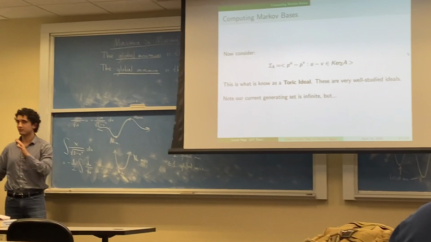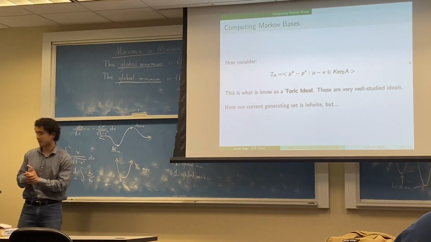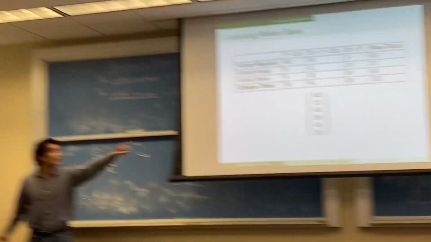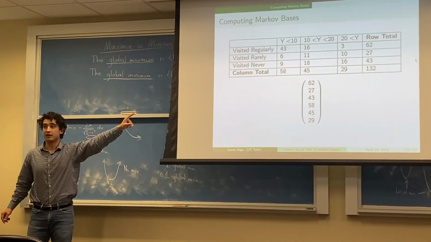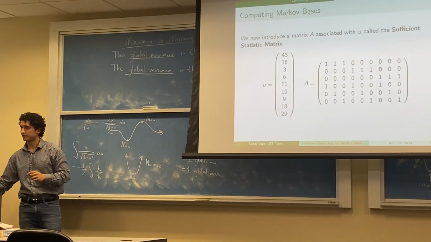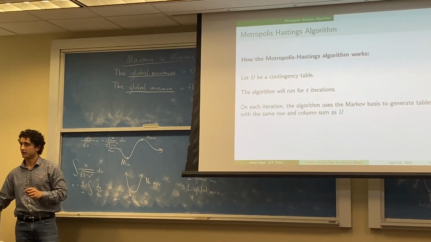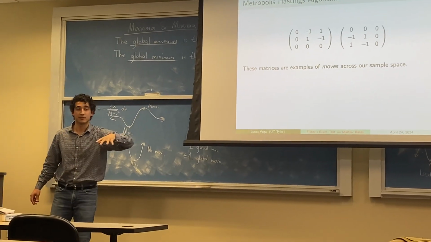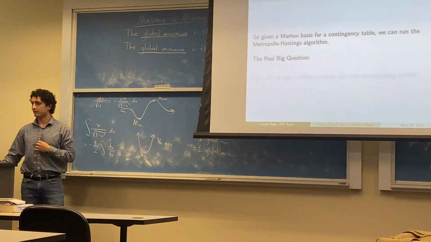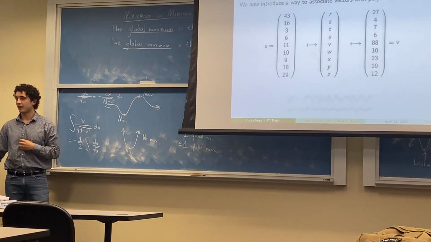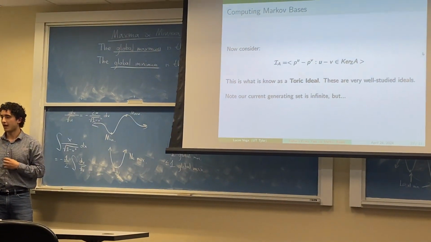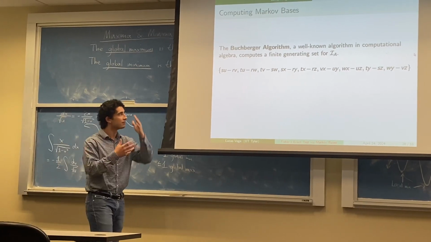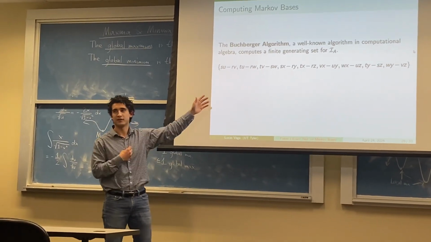Now, let's take a moment and recap our problem. We are trying to get a Markov basis for that table, right? And remember, Markov bases were these moves right here that allowed us to move through our sample space. So if you have that in mind, what we've done hasn't really made any sense. It's like, okay, how in the world is this related? We want to get a set of moves, and we have a set of polynomials.